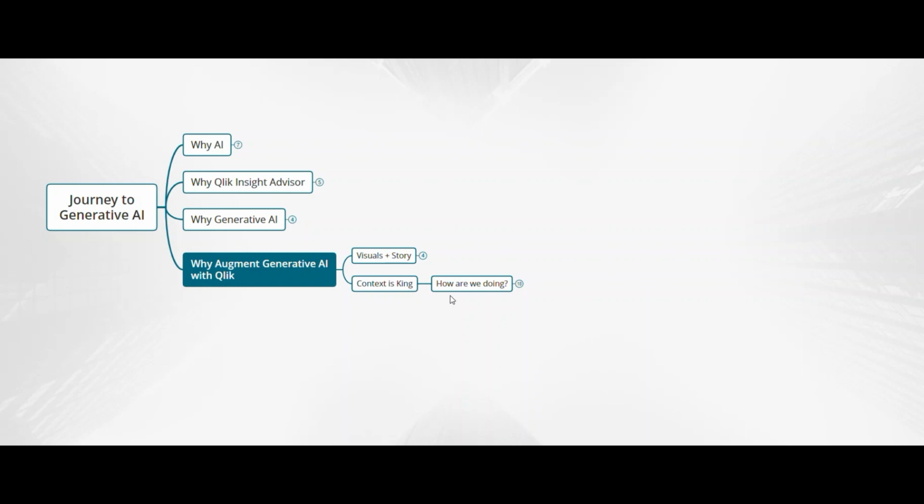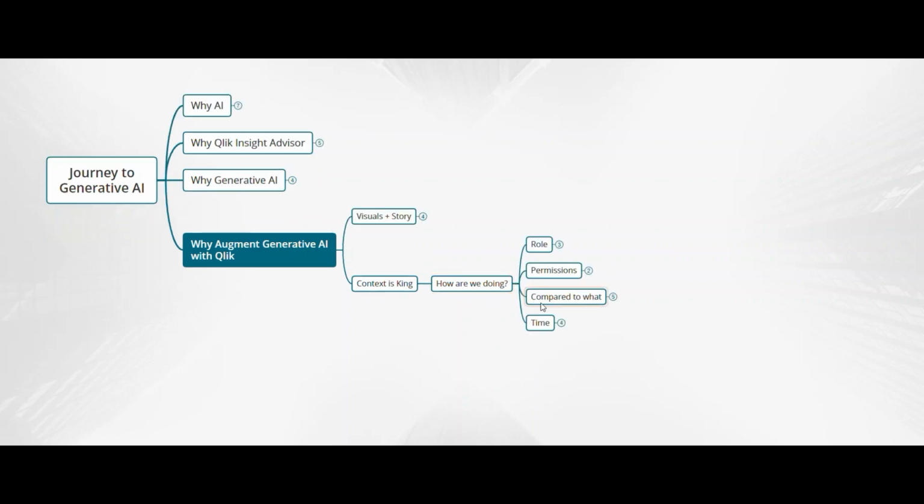Well, if they pose that question to me as their trusted advisor, there are many areas of context that I'm going to use that I natively have this ability to answer in my head. One is role. Who are they? Because it's important. I need to know what their permissions are. Should I even share certain things with them, or should I keep them to myself? I need to know, you're asking me how we're doing, but compared to what? And time is also a big factor here.